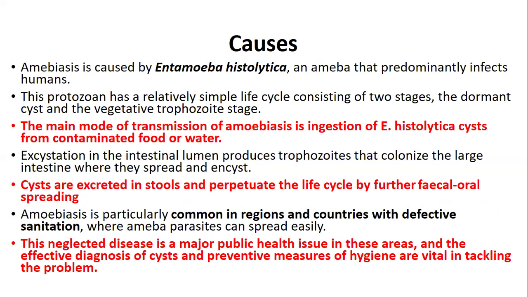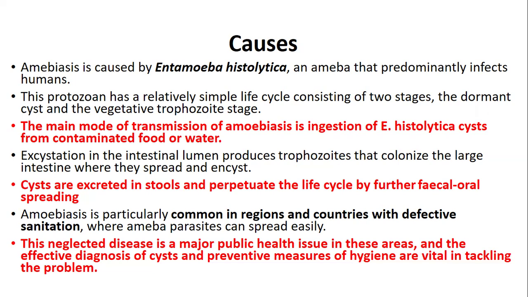The main mode of transmission of this amoebiasis infection is through the cyst, okay? Through the cyst that will be found in contaminated water or food, okay? Once the cyst enters the human body, it excysts. It removes the cyst and produces a trophozoite that colonizes the large intestine where they spread and encyst, okay?